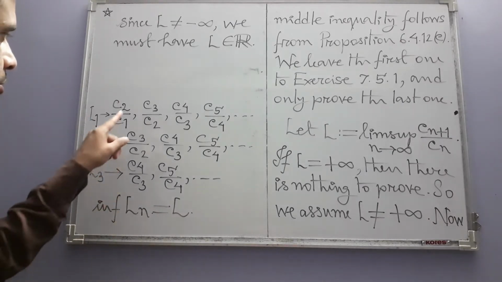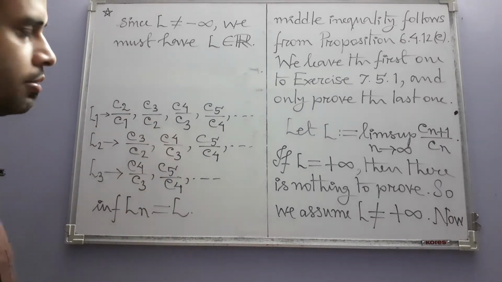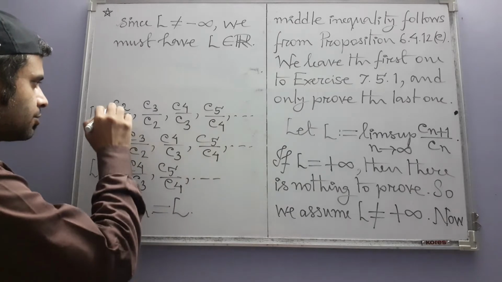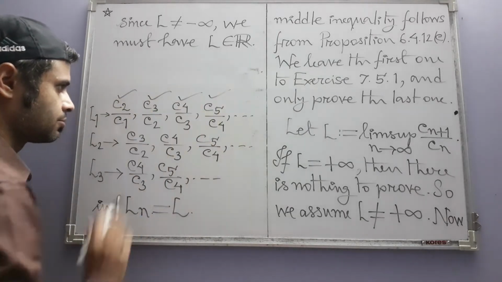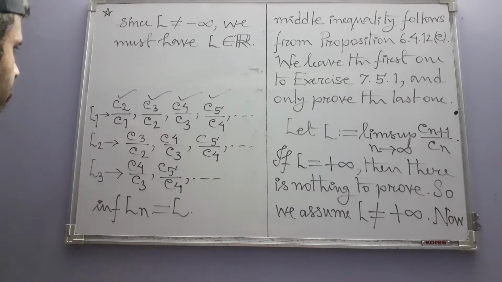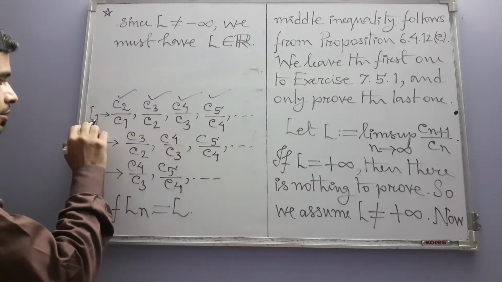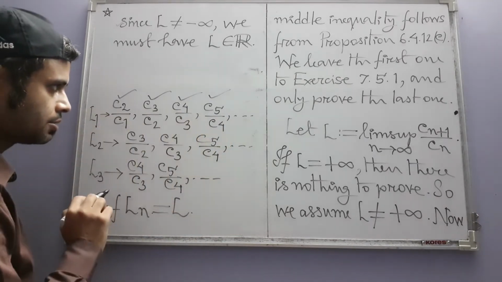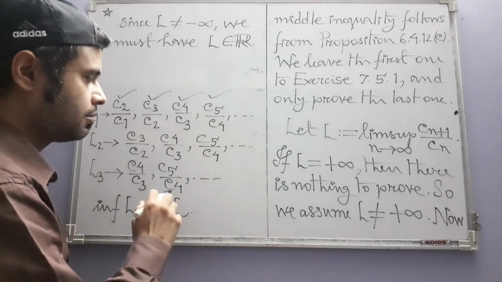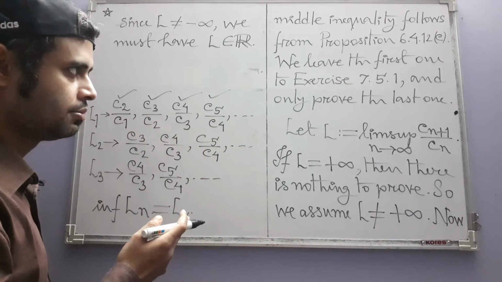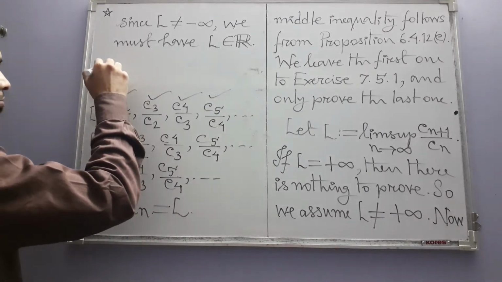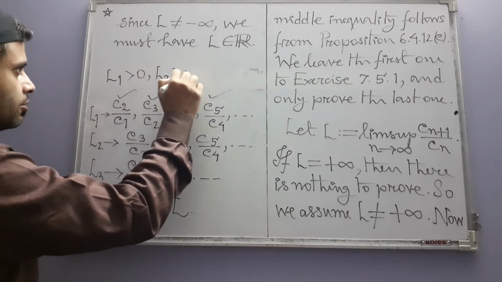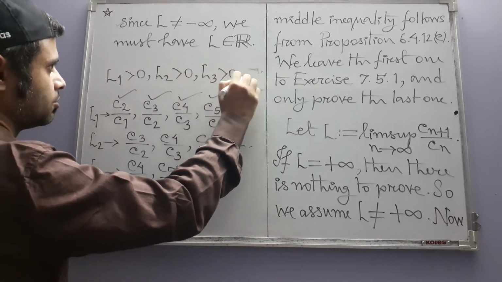Now positivity plays a very big role here, because all the terms in your original sequence Cn are positive, so these are also positive real numbers. That means this L1, whatever it is, the supremum of this sequence, will be greater than or equal to all the terms of this sequence, and all of them are greater than 0. So that means L1 is greater than 0. Similarly, L2 is greater than 0, L3 is greater than 0, and so on.